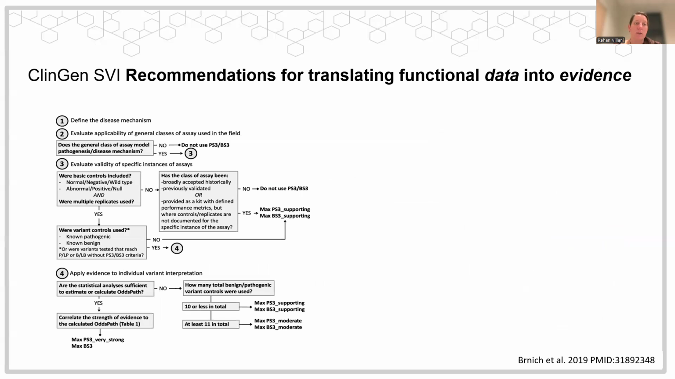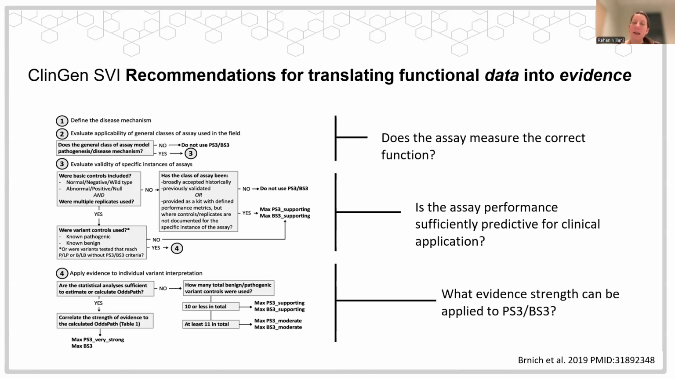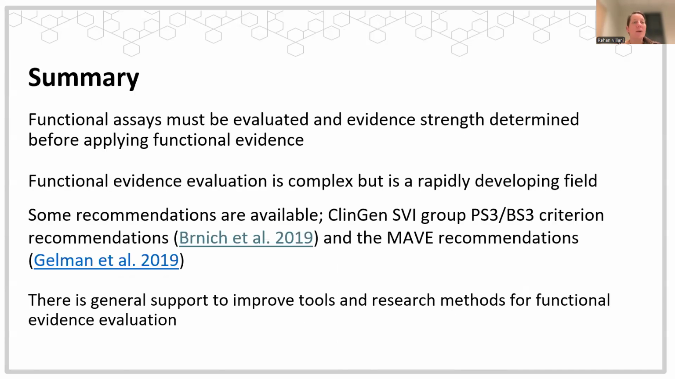Finally, I just want to remind you that there are recommendations for translating functional data into functional evidence. Essentially, this breaks down into, first of all, deciding if the assay is measuring the appropriate disease mechanism. Then, is that assay high enough quality and sufficiently predictive for clinical application? And can you calculate the evidence strength for that assay? What evidence strength can then be applied for BS3 or PS3 functional evidence? To summarise, functional assays must be evaluated and the evidence strength determined before you apply them as functional evidence.